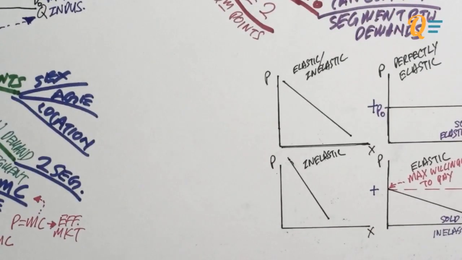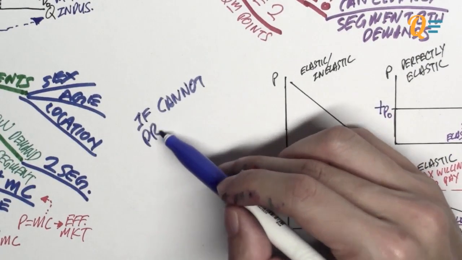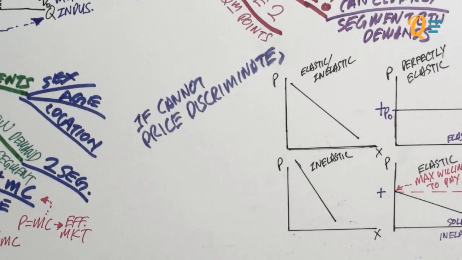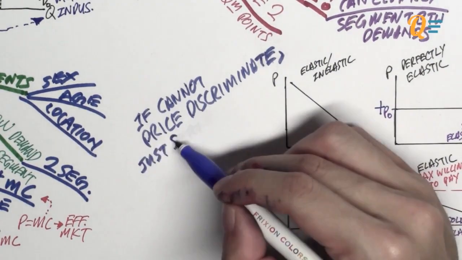Question: if the monopolist cannot price discriminate for some reason, which market do you think it should serve? Well, of course, it should serve the market that gives it the most profit, right?